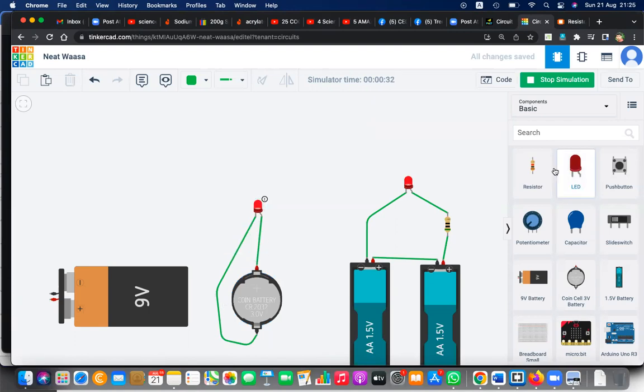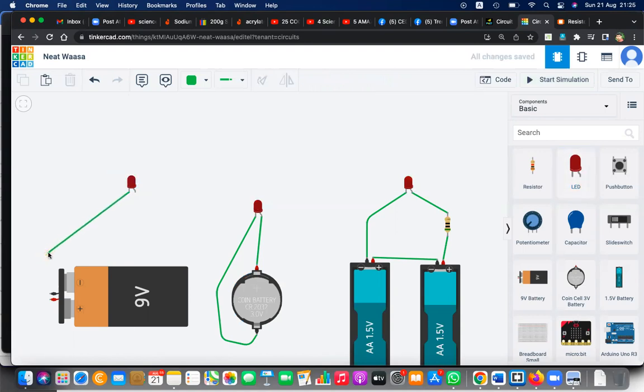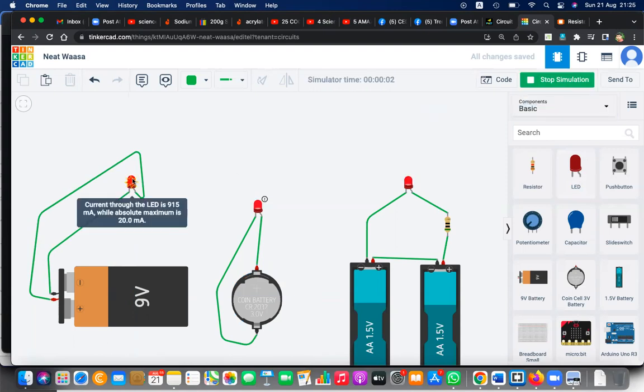So what about connecting an LED to a 9-volt battery? What will happen? Connecting an LED to a 9-volt battery, what will happen? It will burn. It will burn, sure. Don't go and do this in the lab, wasting LEDs. Here it will burn. The reason is you are getting 915 milliamperes. Oh my god. Closer to 1 ampere. It's about one ampere coming, and that is a lot.